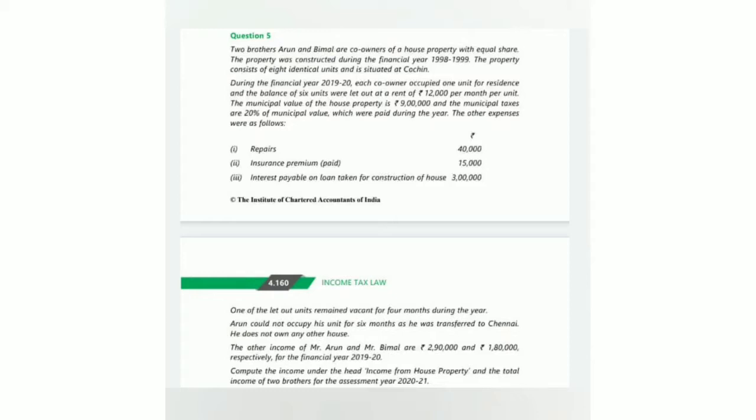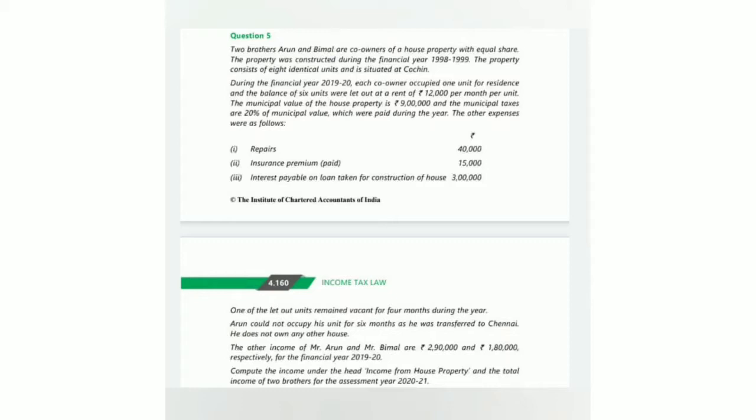And then the municipal value of the house property is rupees 9 lakhs. And then the municipal taxes are 20% of municipal value, which were paid during the year. From this we will calculate the expected rent and the actual rent, and after comparing we can find out the gross annual value. After that we have to deduct the municipal tax and then we can reach the net annual value. From that we have to deduct some deductions according to section 24A and B. So let me read again.